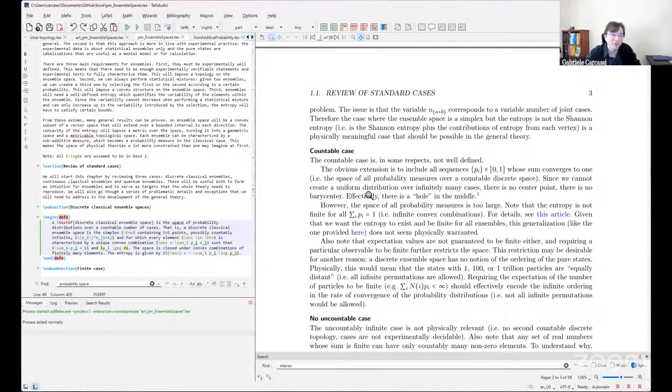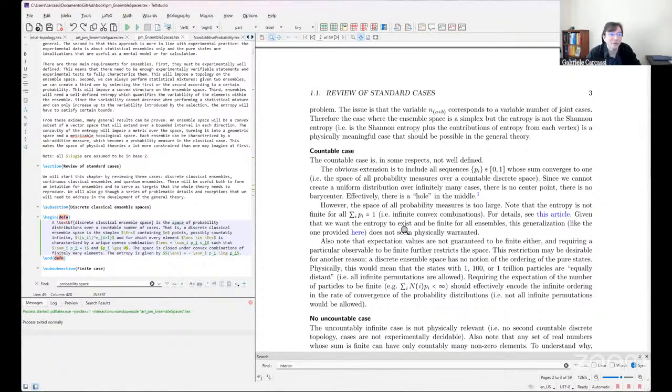However, there is a problem. Even if we did this, there is another problem. The space of all probability measures is too large. Note that the entropy is not finite for all coefficients that sum to one, so for infinite convex combinations. For details, see this article that I found on the arXiv, which basically shows that there are some probability distributions for which the entropy diverges. It's not well defined. It's infinite, whatever you want to call it. But you do not have a finite entropy. And since we said that an ensemble must have a well-defined entropy, these cases must be ruled out. They are going to be unphysical.